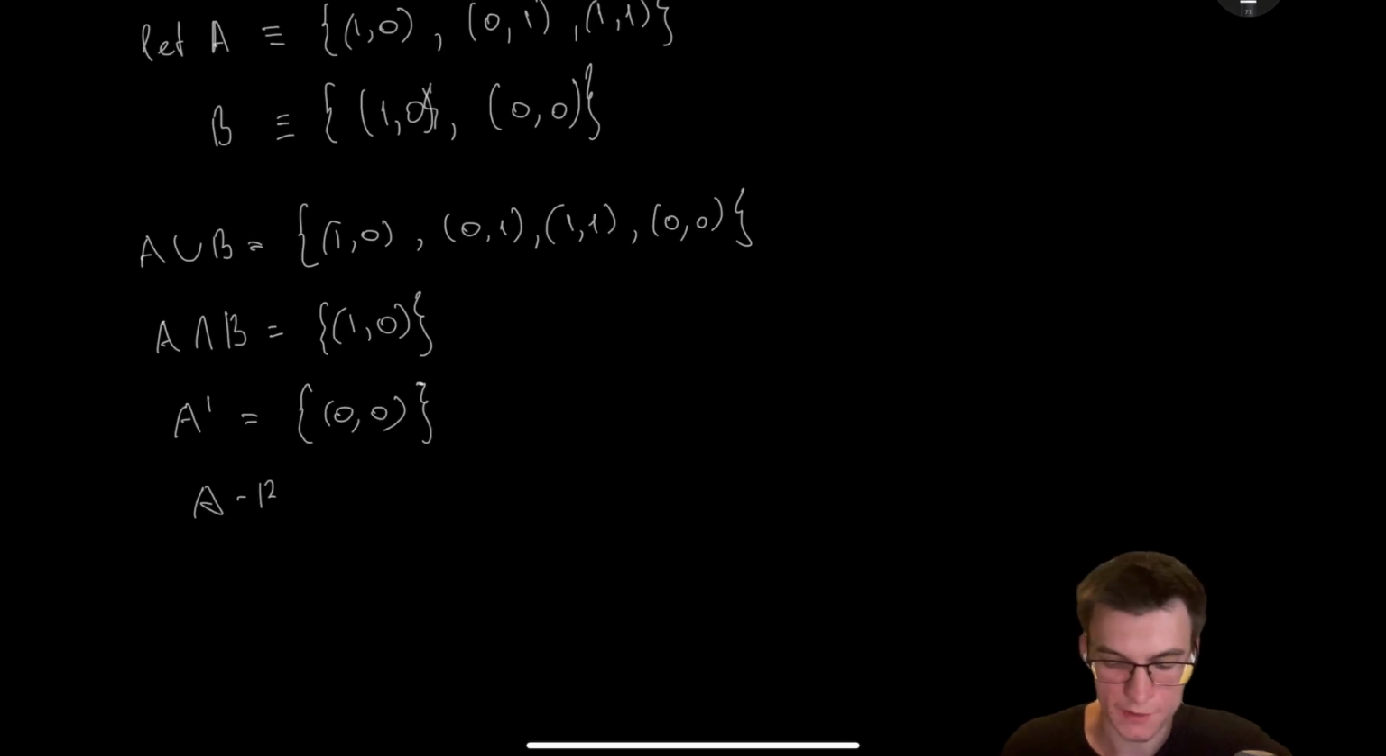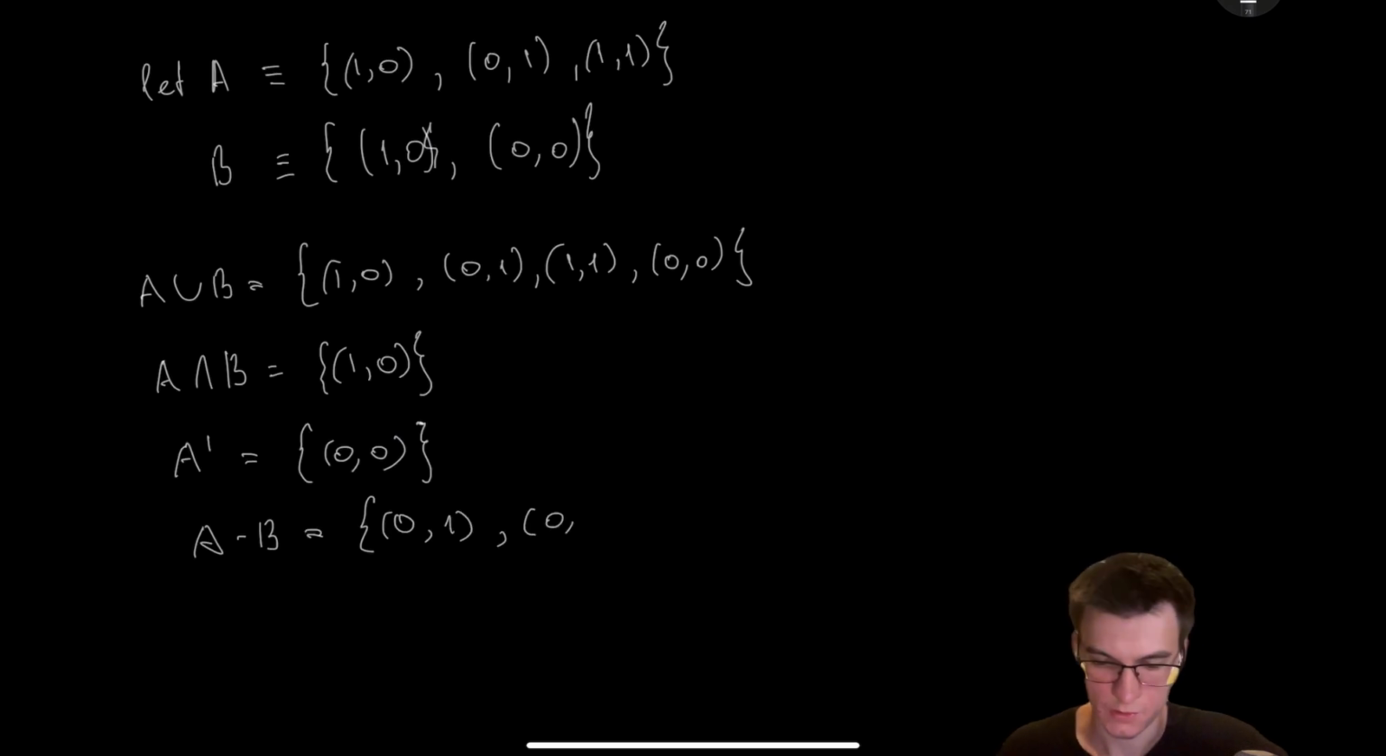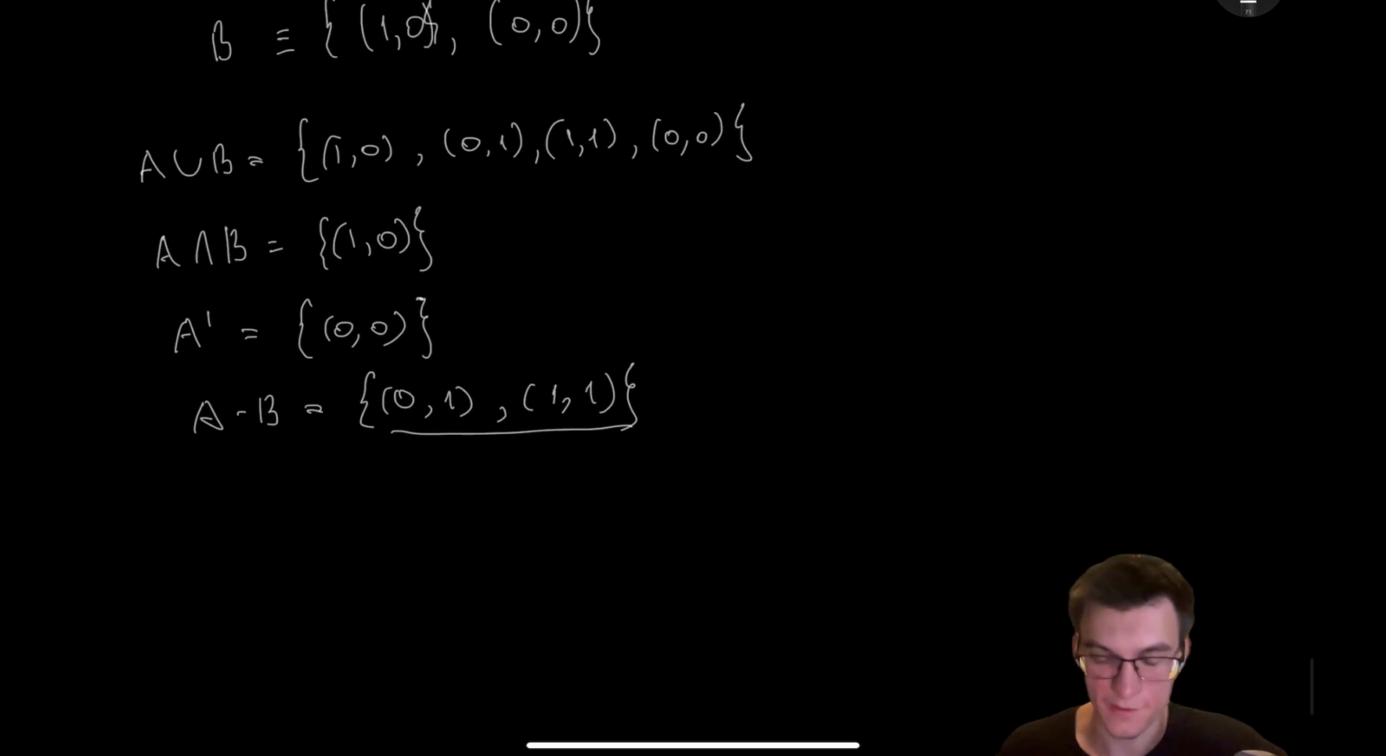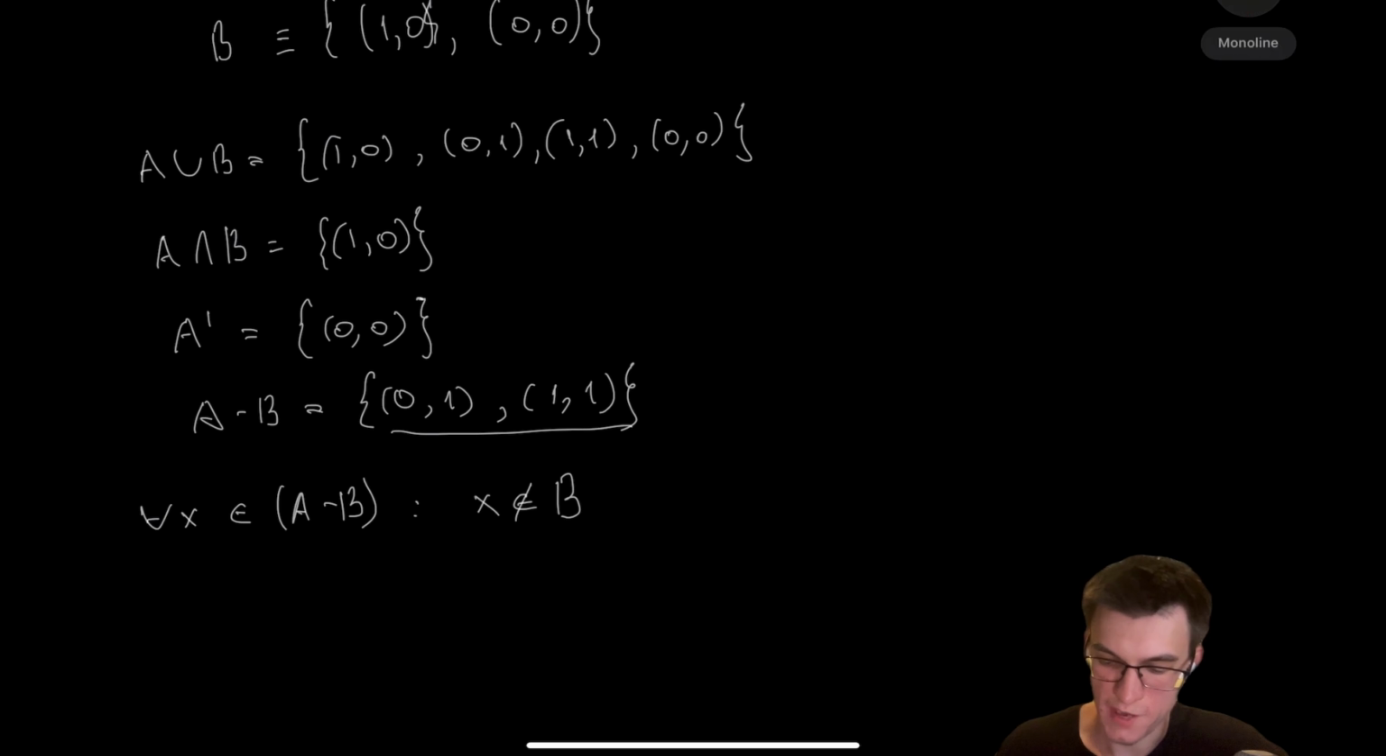And A minus B is tail and head and tail. No, it is head and head, sorry. Head and head, because this is the outcome that we don't have in event B, in set B. In other words, for any element from A minus B, this element is not included in B. We don't have this element in B. But it's definitely something which is included in A. So the conjunction belongs to A.